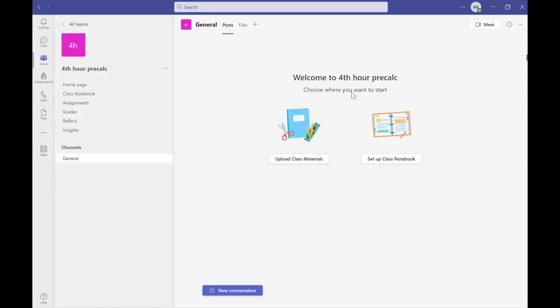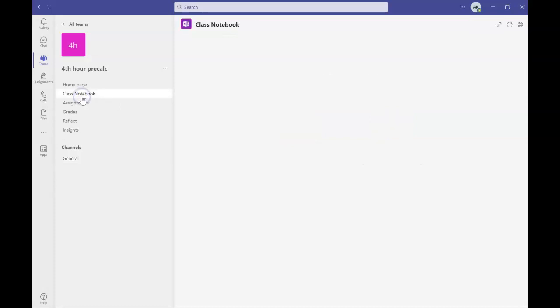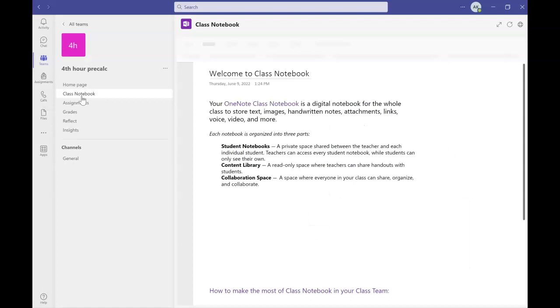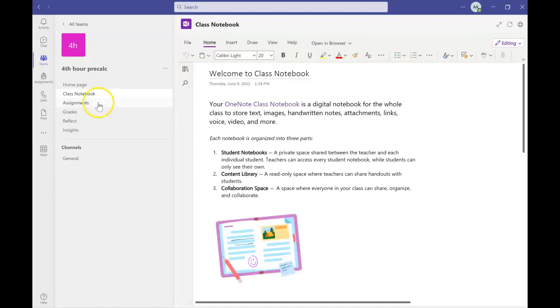Go ahead and click that. You should get a screen that looks like this. From the navigation panel here on your left, you're just going to pick Class Notebook. Take a minute for the OneNote to load in. Once it does, where it says Open in Browser, you're going to pick from the drop-down Open in Desktop App. And that'll open up your OneNote and it'll load in your new OneNote for the semester.